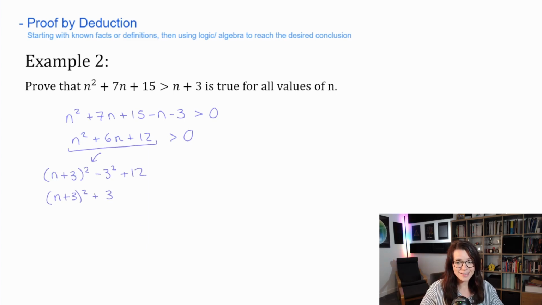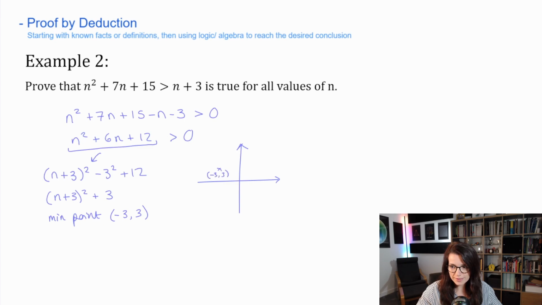Now, the reason I've done this is because completed square form tells us the coordinates of the minimum or maximum point. And in this case, we've got a minimum point with coordinates -3, 3. If we were to draw this on a sketch, -3, 3 could go there somewhere. The quadratic would then look like this. The fact that the entire graph is floating above the x-axis or n-axis in this case shows that no matter what, the entire quadratic expression is always going to be greater than 0.